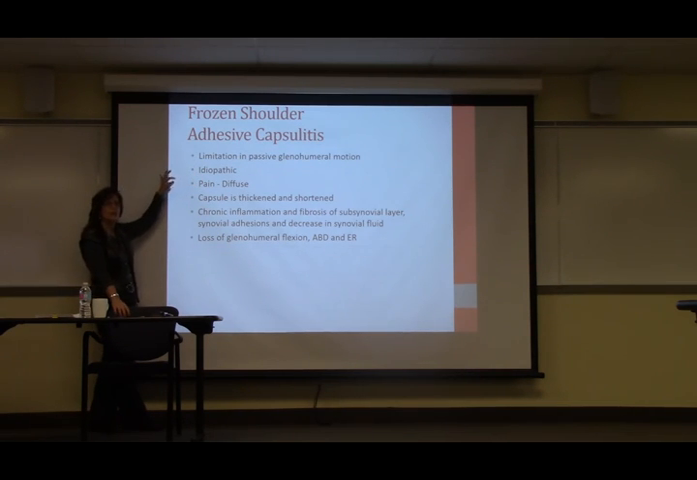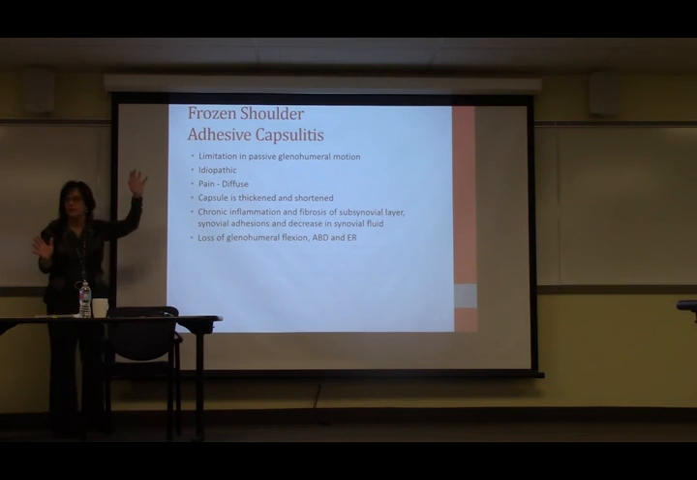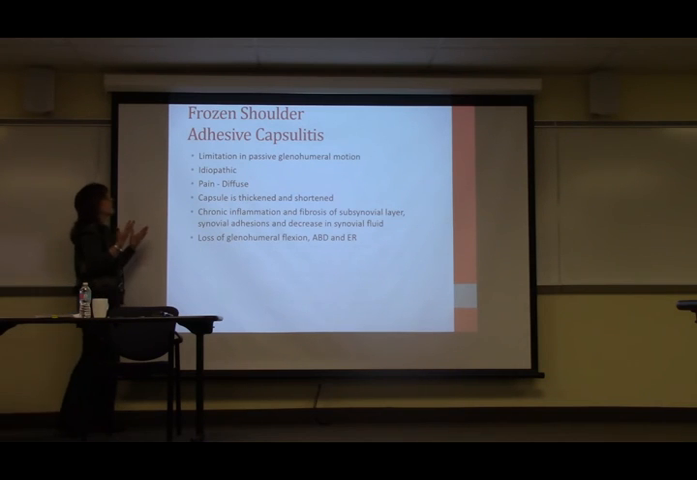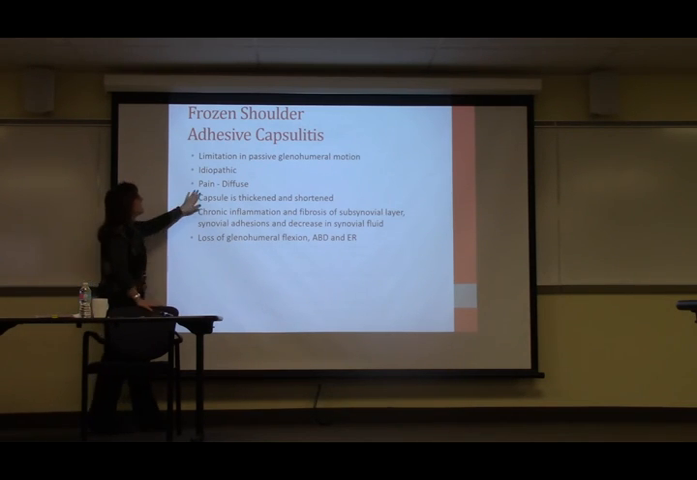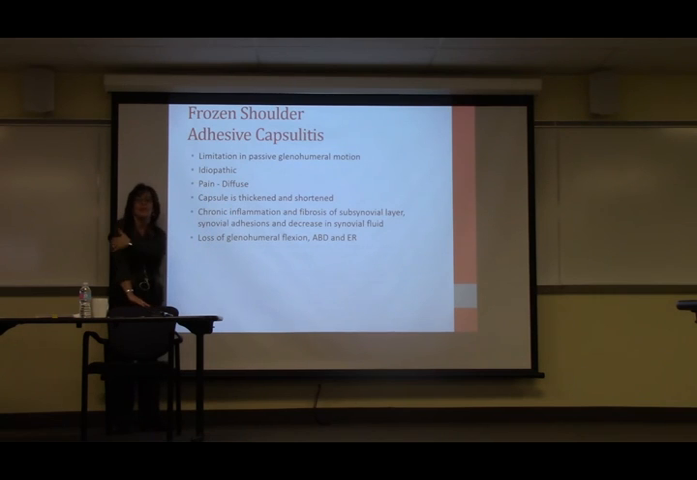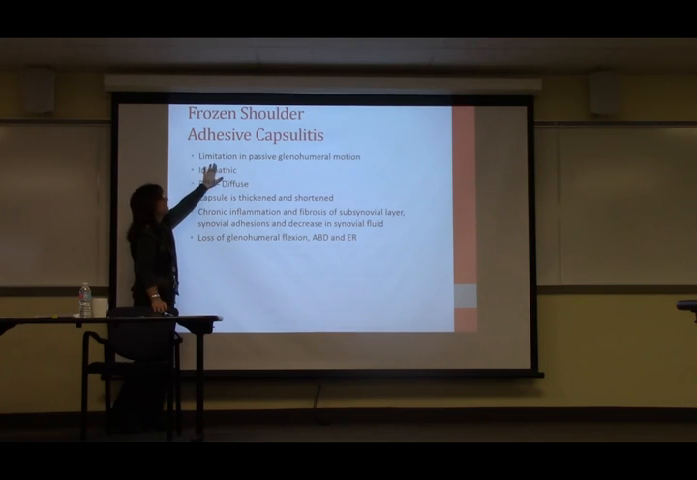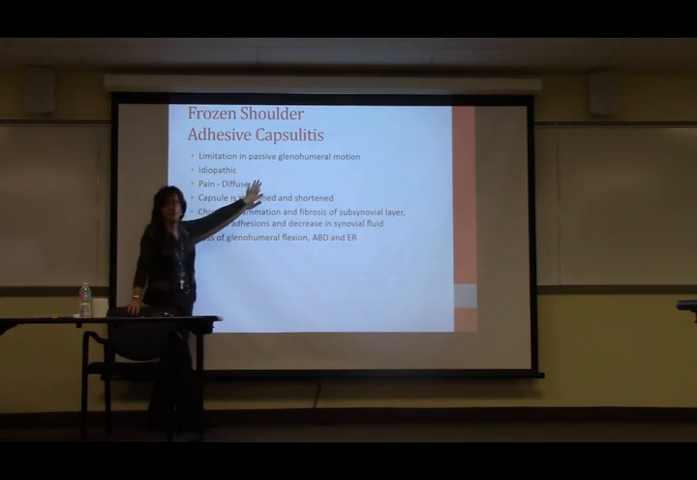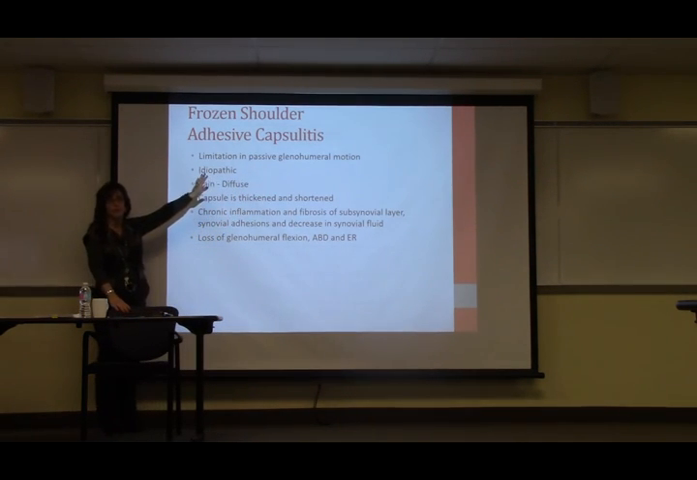So there's not usually a trauma that occurs before the pathology begins. Idiopathic. It comes out of the blue, right? The pain is diffuse all over, not so pinpoint that it hurts right here or it hurts right here. Diffuse symptoms. With this, there's a limitation in passive glenohumeral joint motion.